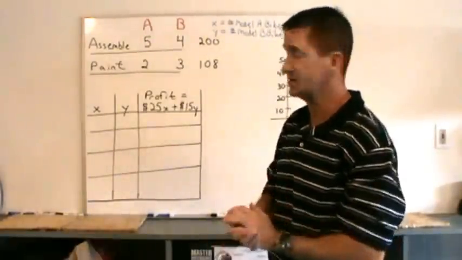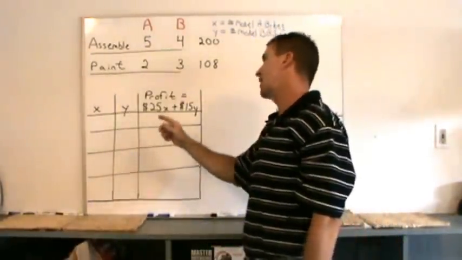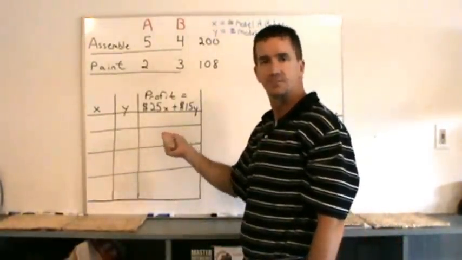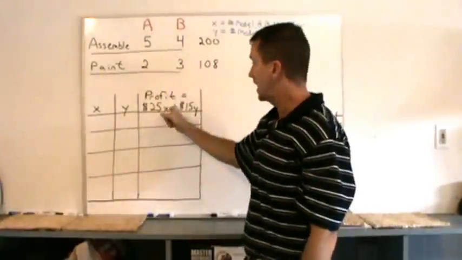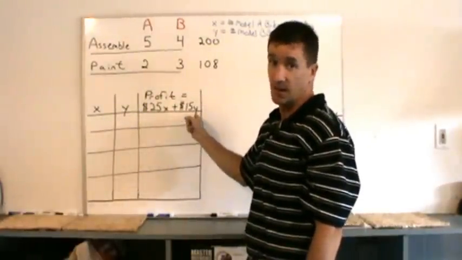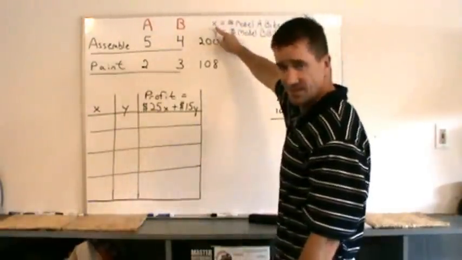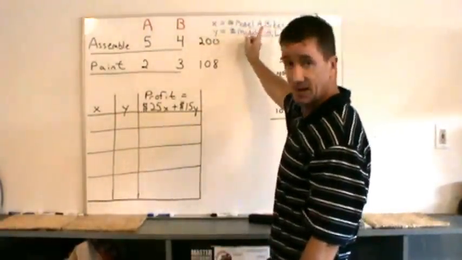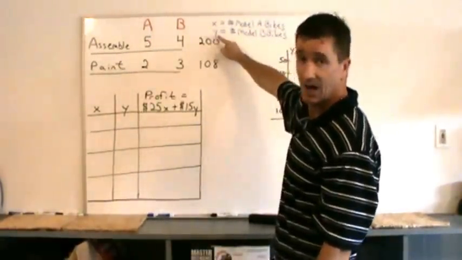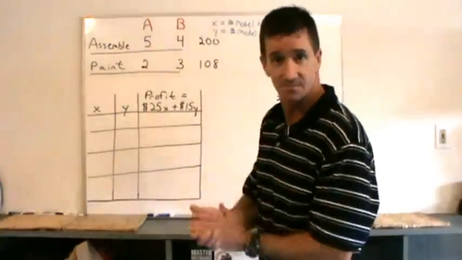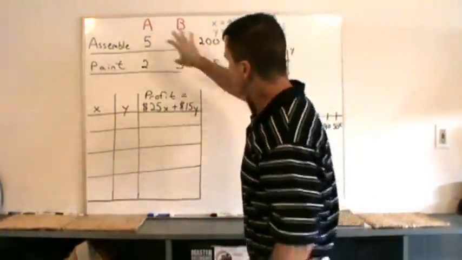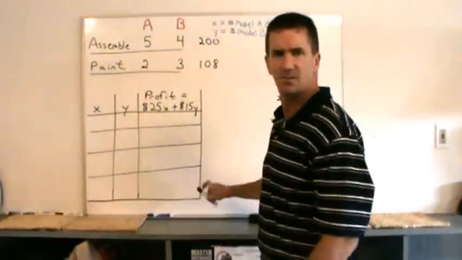Now let's talk about profit. This company profits $25 per Model A sold and $15 per Model B sold. In this entire problem, let's call the variable X the number of Model A bikes, and let's call the variable Y the number of Model B bikes. And we're going to make an inequality out of this. It's going to be pretty simple.